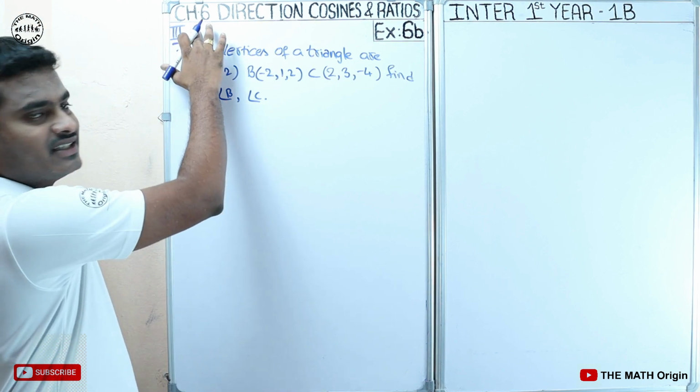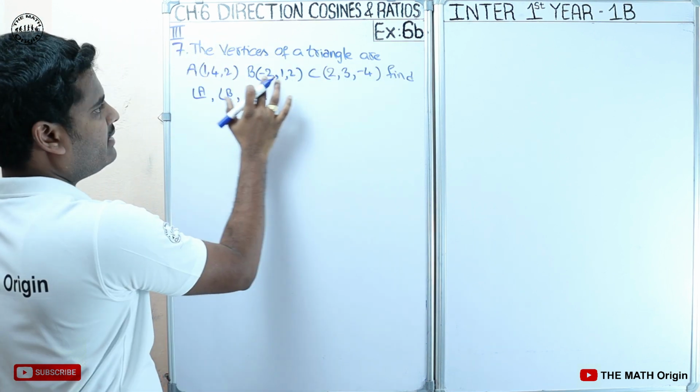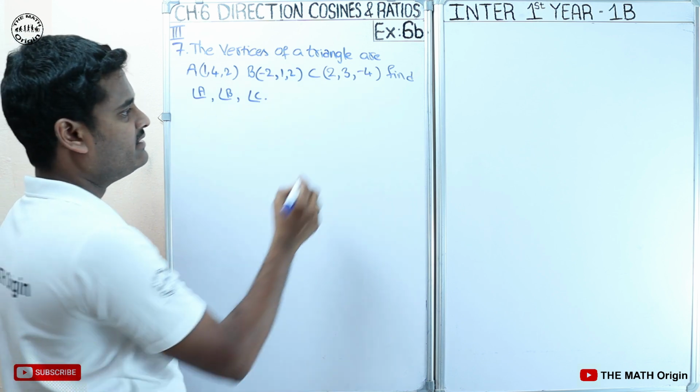Seventh question from the third section. The vertices of a triangle are A, B, C. Find angle A, angle B, angle C.